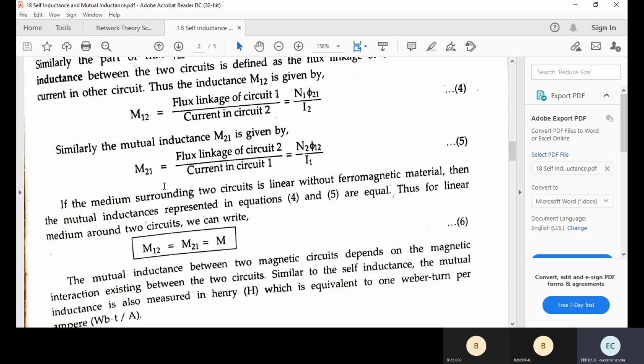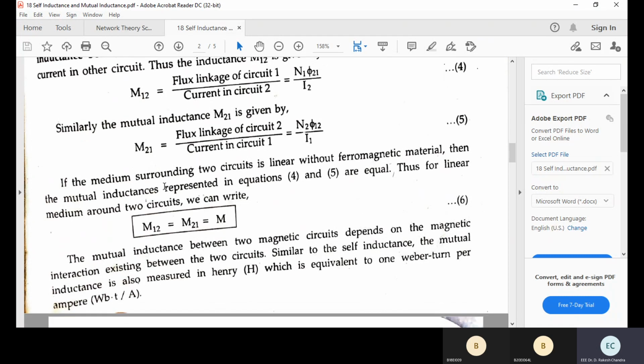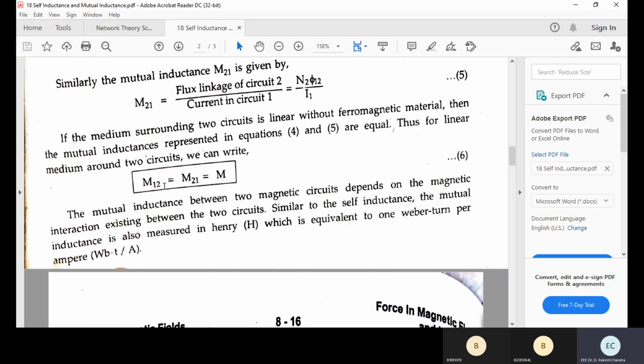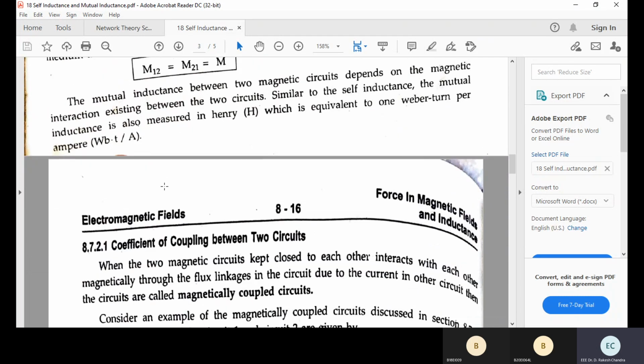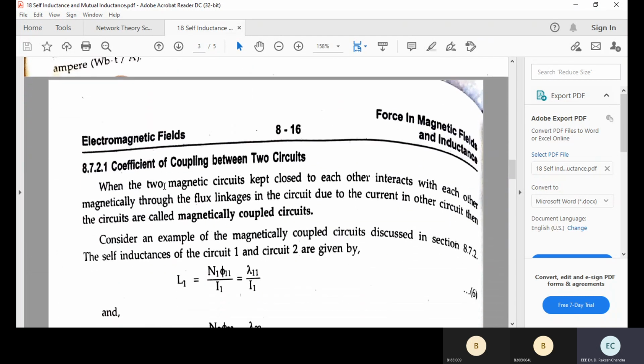The flux linkages from coil 1 to coil 2 and from coil 2 to coil 1 are the same. That means your M12 is equal to M21. Your M12 is nothing but N1 into phi 21 by I2, and your M21 is N2 into phi 12 by I1. These two magnitudes are the same, so your M12 is equal to M21 is equal to M.